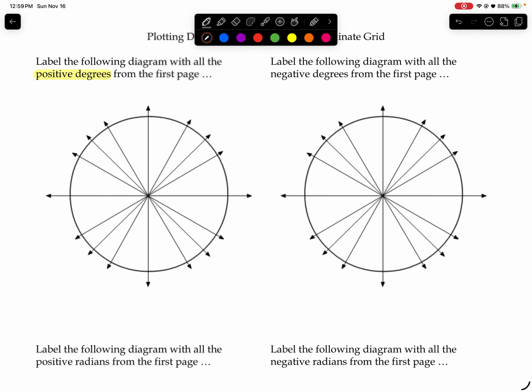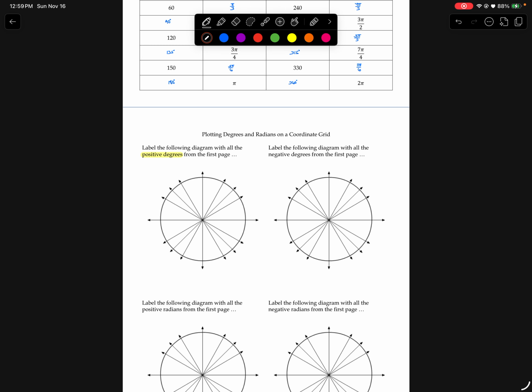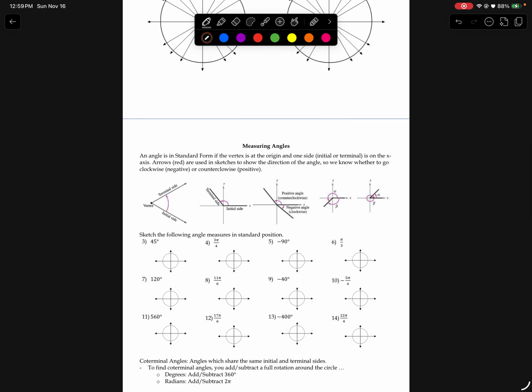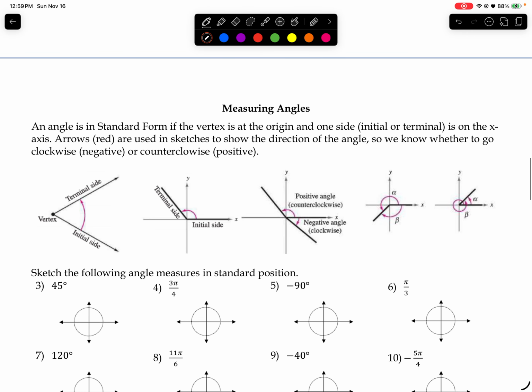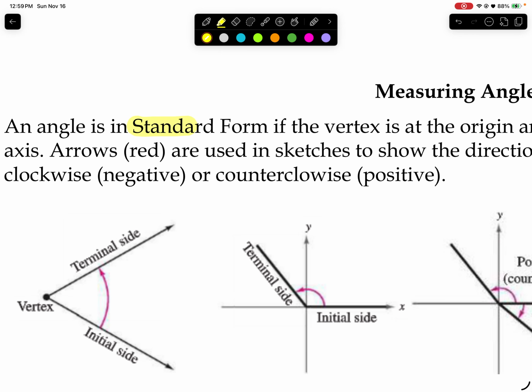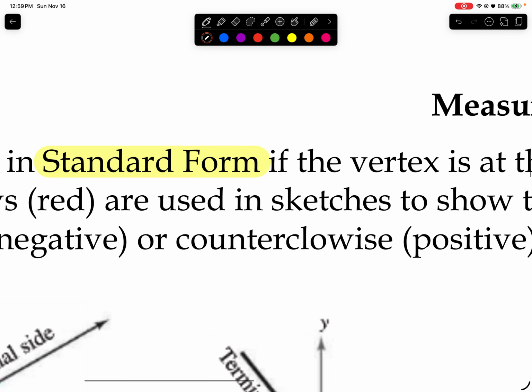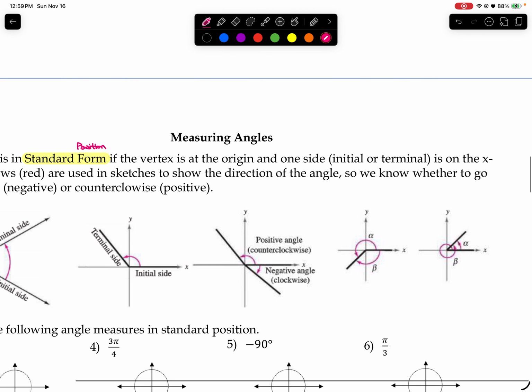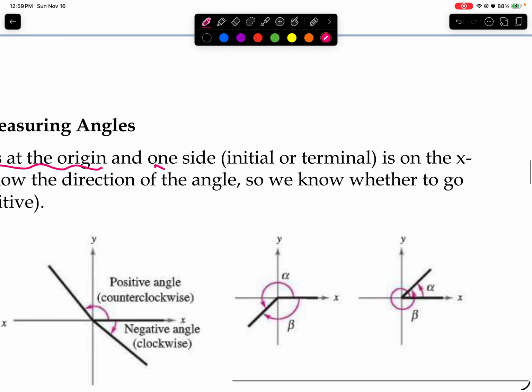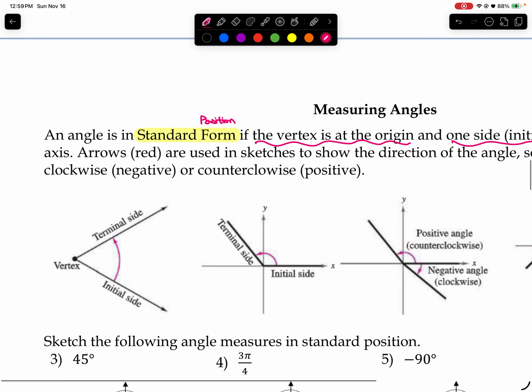So if I start at 0, I know I might be getting a little ahead of myself. Let's actually pause here. Let's actually go down here. Let's talk about measuring angles, and then I'm going to come back, because I don't want to get too ahead of myself. So when we're measuring angles, we're going to look at what we call an angle in standard form, or standard position. So standard form, standard position, it's going to be the same idea. So that is going to be when the vertex is at the origin and one side, which we call either the initial or the terminal side, is on the x-axis.